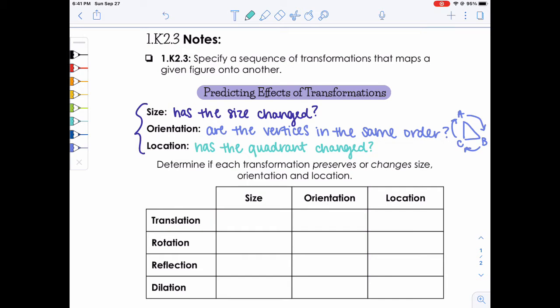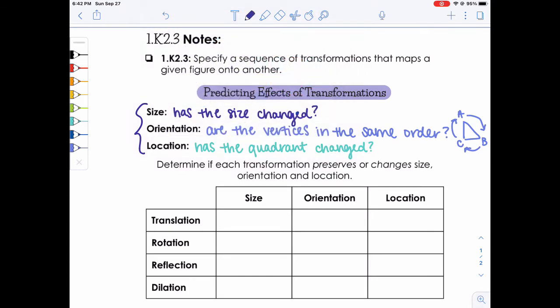But first, let's go ahead and look at each of these transformations, translation, rotation, reflection, and dilation, and determine if the size, orientation, and location changes. Luckily, these rules are pretty consistent no matter what we're dealing with. So let's take a look down here at, let's start with size.